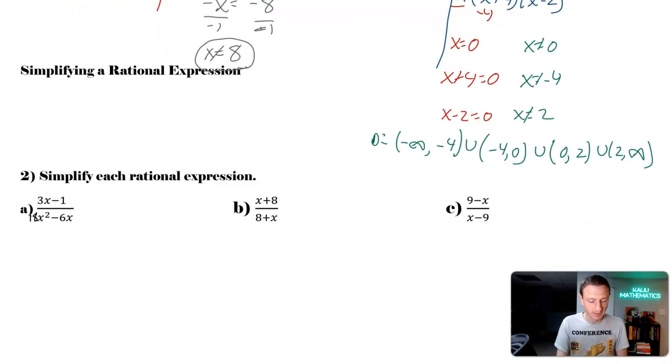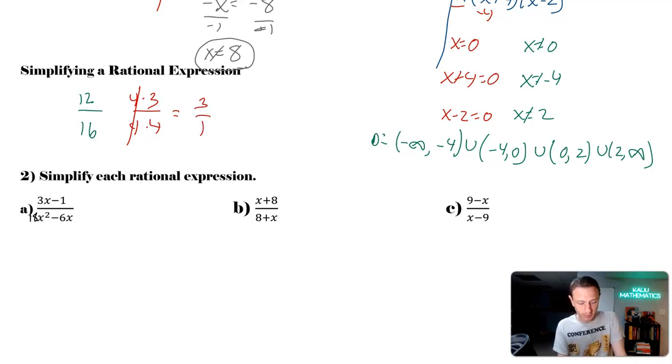So that's finding the domain of a rational function. Simplifying a rational expression works a lot like simplifying a fraction. Let's say we have 12 over 16. If I'm simplifying 12 over 16, I want to think about a GCF, meaning what goes into both 12 and 16, that largest possible number, and that's 4. So I'd have 4 times 3 and 4 times 4. So what we can then do is simplify the 4s. 4 over 4 cancels out, so we're just left with 3 over 4.